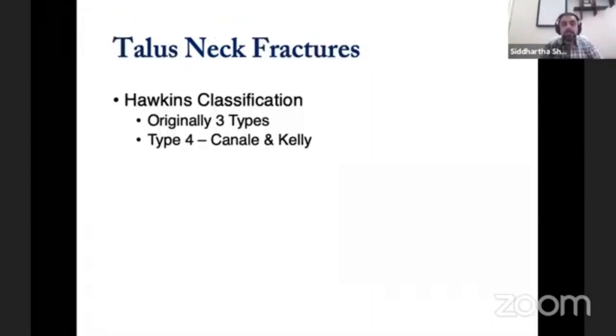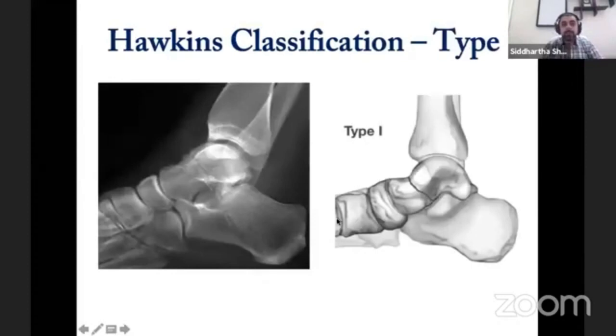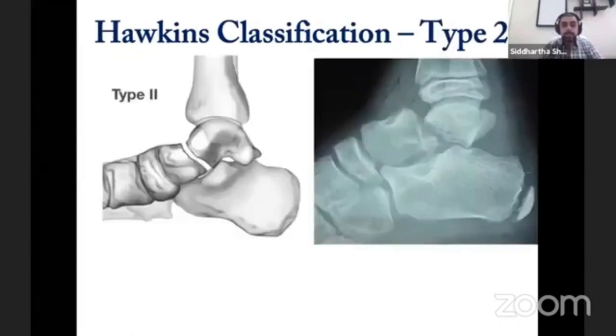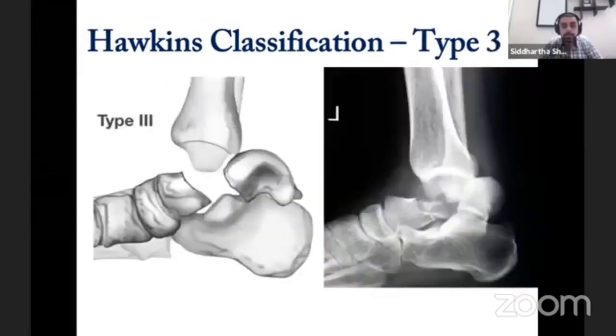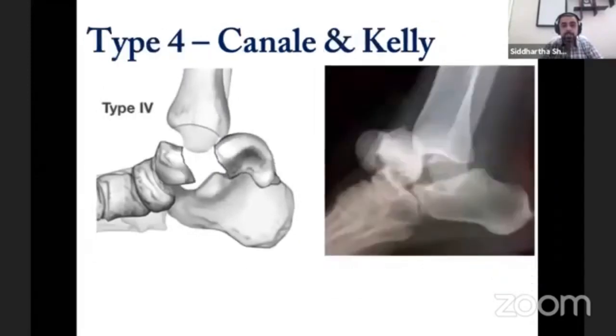Now, talus neck fractures were classified by Hawkins into three types, and a fourth type was added by Canale and Kelly. So type 1 fractures are undisplaced fractures. Type 2 are displaced fractures with subtalar joint dislocation or subluxation. Type 3 have, in addition to subtalar joint, the tibiotalar joint dislocation. And type 4, which is the Canale and Kelly variant, also have subtalar, tibiotalar, and talonavicular joint dislocation.